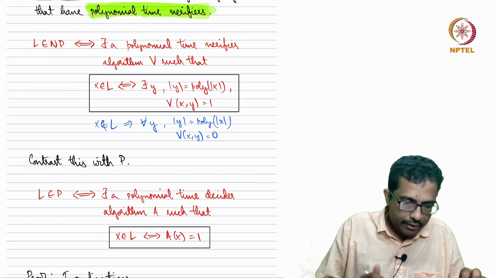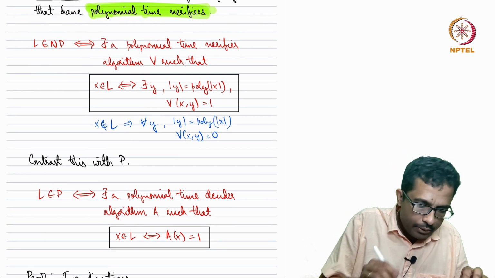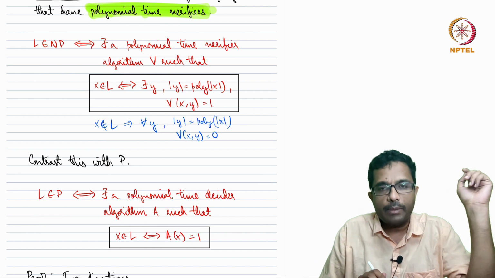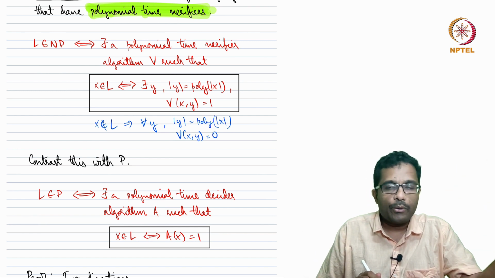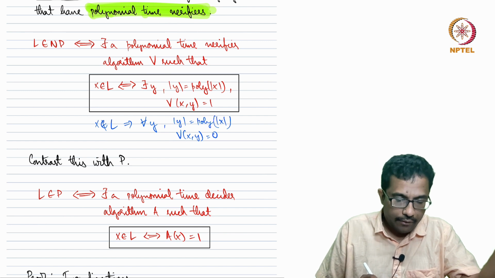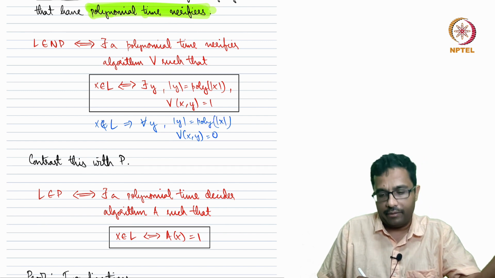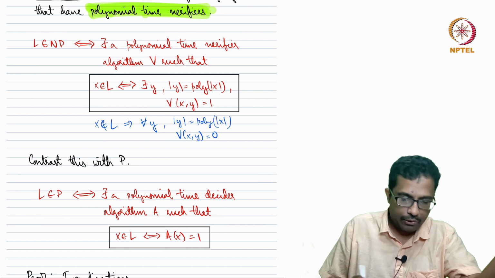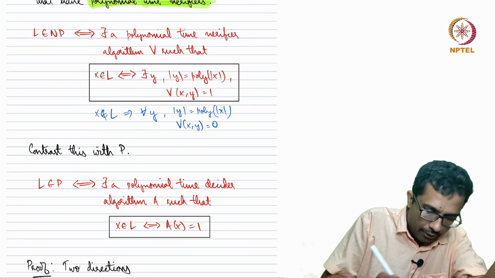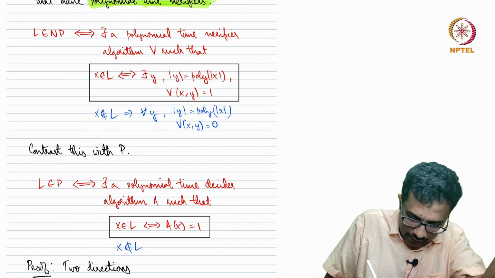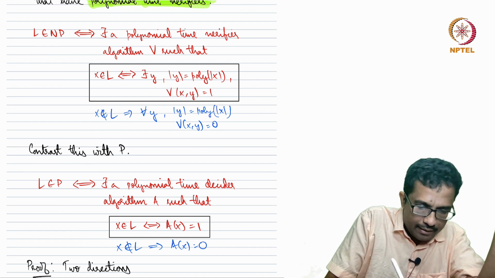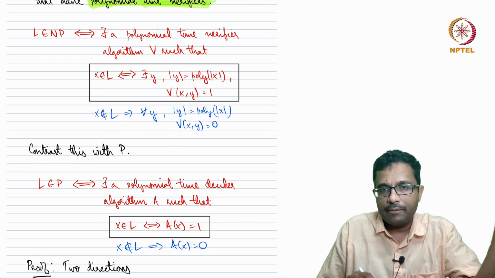And one easy exercise is to compare with the definition of P. P is the class of all languages that have polynomial time deterministic algorithms, right? So if L is in P, then there is a polynomial time decider algorithm A such that whenever x is in the language, A(x) should be equal to 1. If x is not in the language, A(x) will be equal to 0. So maybe I'll just write that also. x not in the language, A(x) equal to 0. Notice this is much simpler because P is a much simpler class to understand.